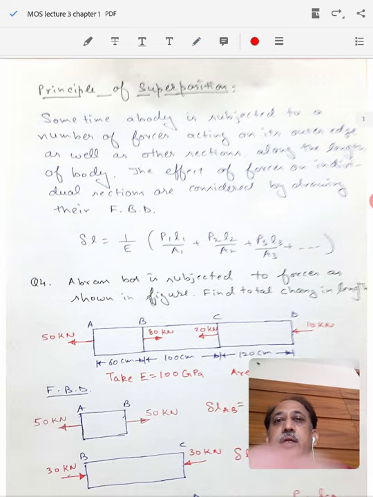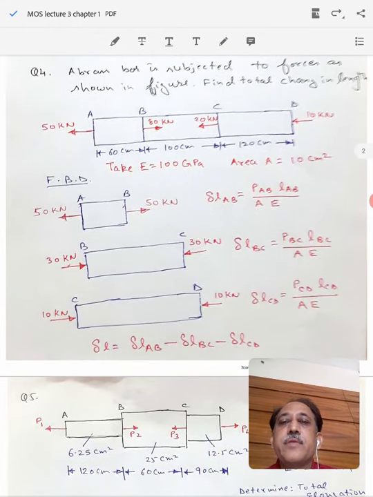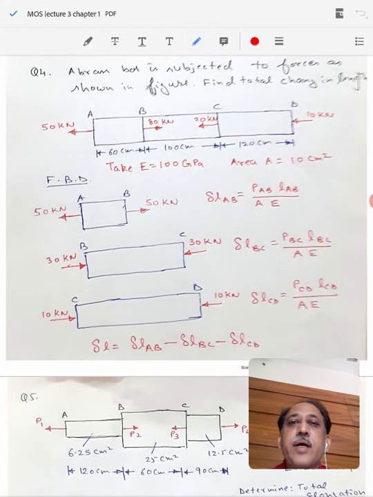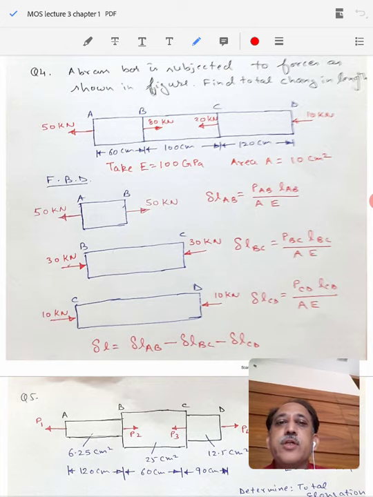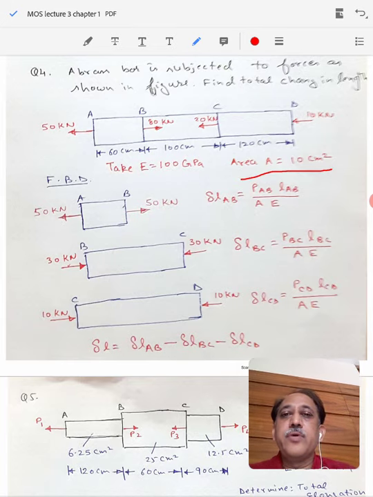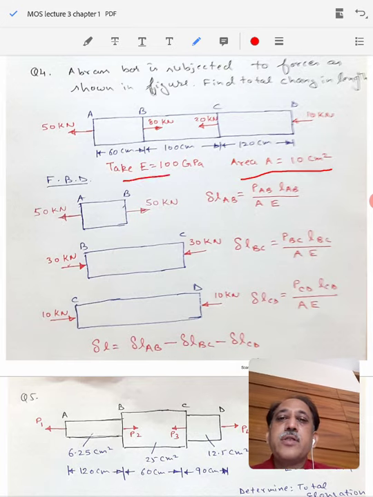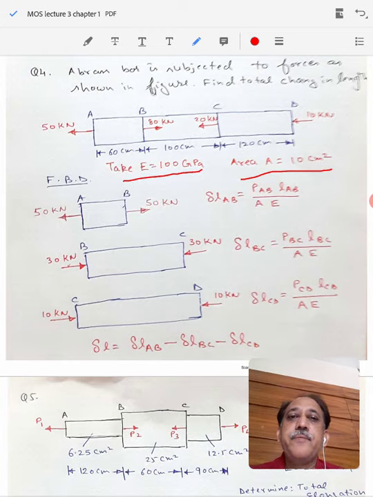Now let's try to understand this with the help of this example here. Here we have taken an example of a brass bar which is subjected to forces as given here in the figure. So this bar is of constant cross section. The area of cross section is not changing, it is the same. It is 10 centimeter square, which is already given to you here in this problem. As it is a brass bar, the modulus of elasticity is 100 gigapascal.